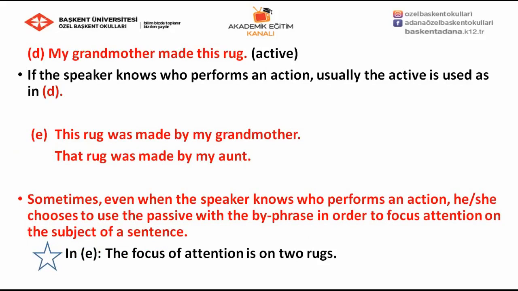D. My grandmother made this rug. Active. If the speaker knows who performs an action, usually the active is used, as in D. E. This rug was made by my grandmother. That rug was made by my aunt. Sometimes, even when the speaker knows who performs an action, he or she chooses to use the passive with the by phrase in order to focus attention on the subject of a sentence.